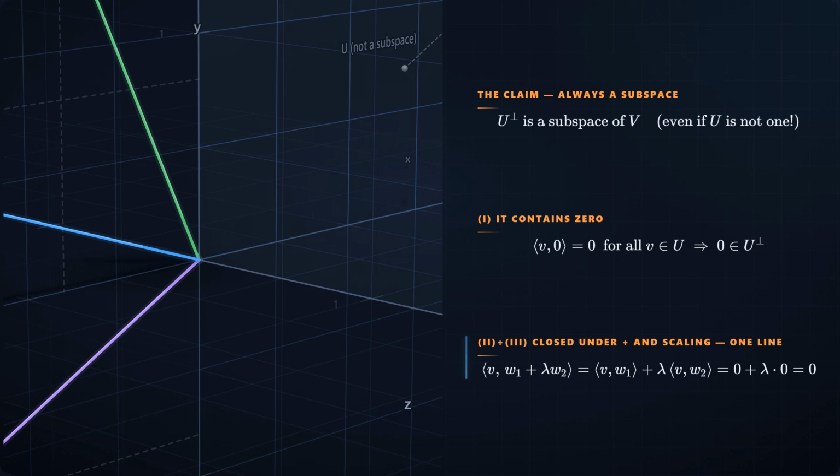So you can be shapeless, but perpendicularity always launders it into a subspace, because the closure lives in the scalar product, not in you.